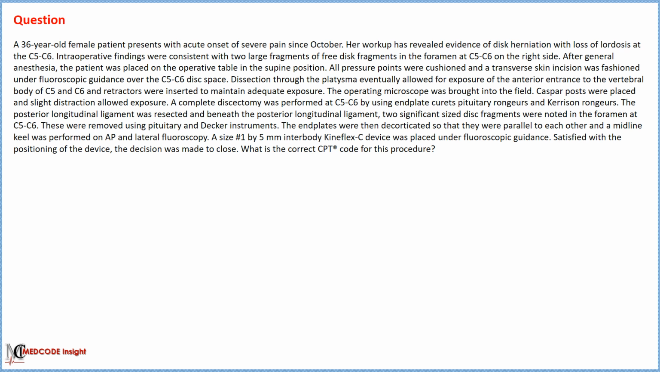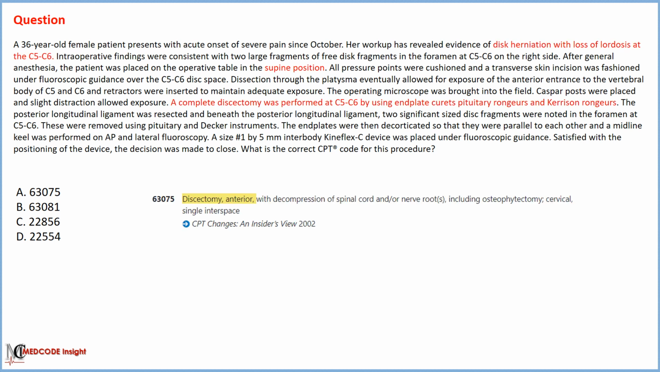What is the correct CPT code for this procedure? Option A with the code 63075, option B with the code 63081, option C with the code 22856, option D with the code 22554. In the given scenario, a complete discectomy was performed at C5 to C6 using the end-plate curettes, which is the key detail to help select the correct code and eliminate incorrect options.